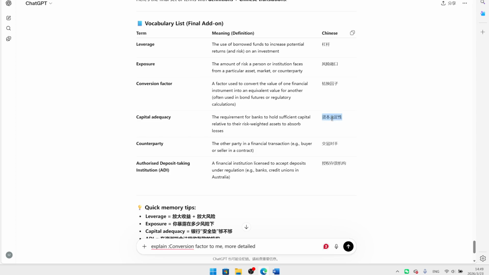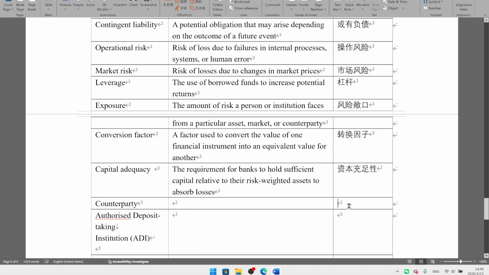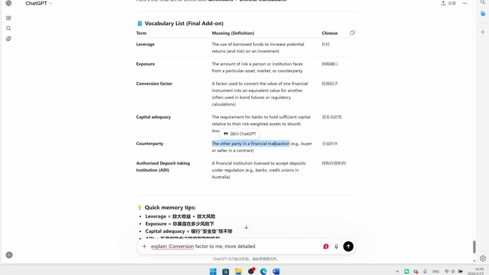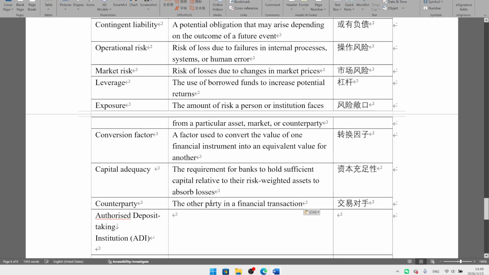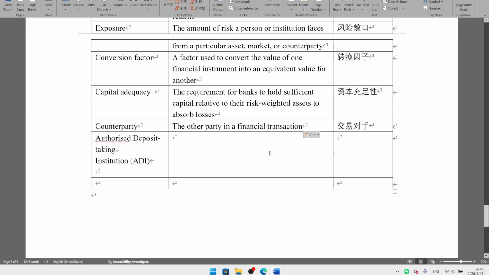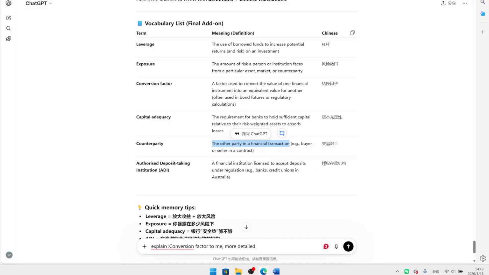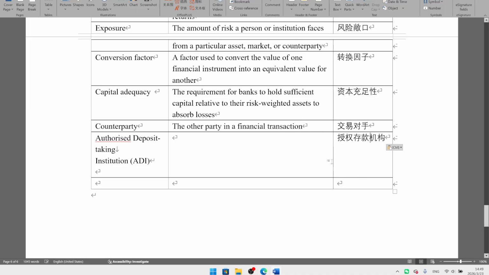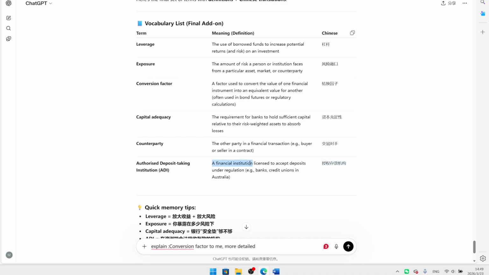what conversion factor means. Capital adequacy is the requirement for banks to hold sufficient capital reserves for losses, and counterparty risk is the risk facing one from the other party. Capital adequacy is a requirement for banks to hold sufficient capital relative to risk-weighted assets to absorb losses. Yes, an authorized deposit-taking institution is a financial institution licensed to accept deposits under regulation.